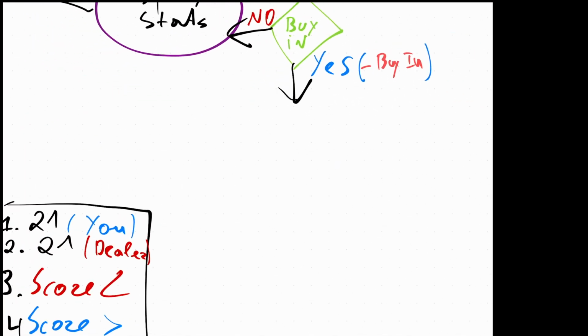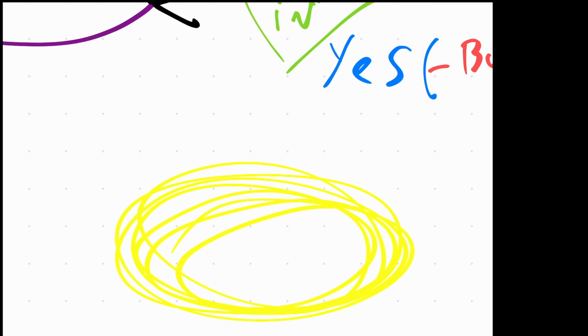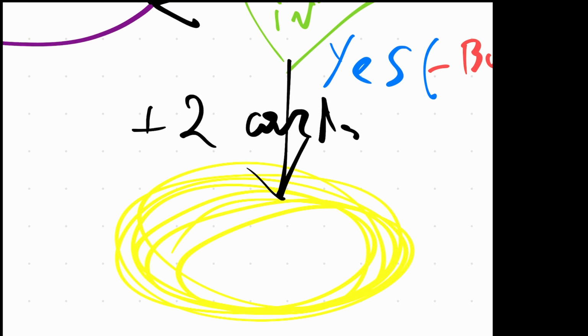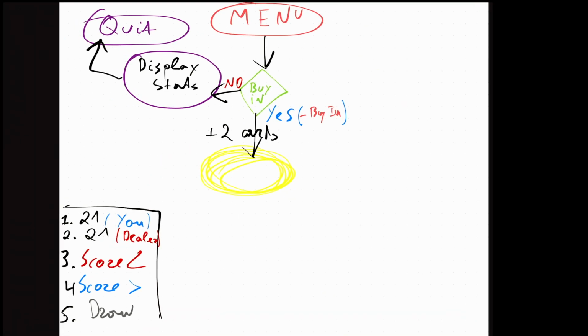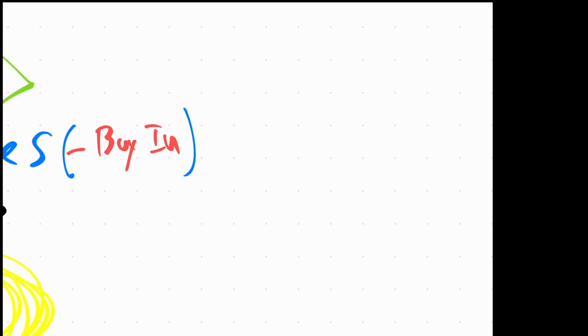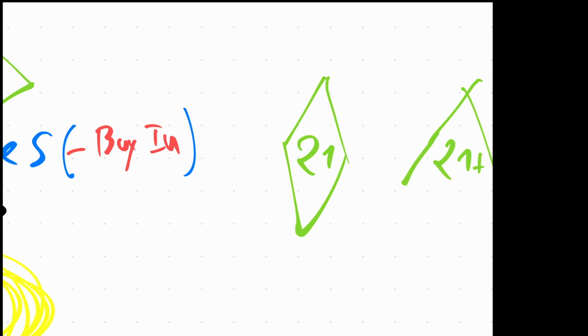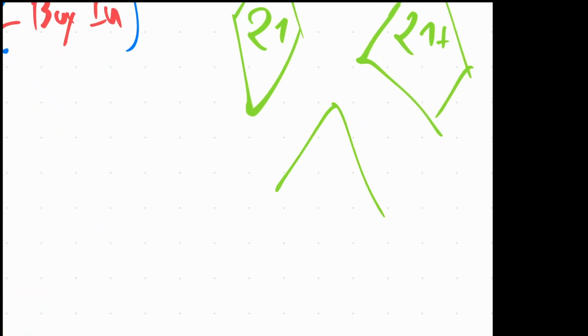And here we have, you get dealt 2 cards. So that's standard. And this is going to be basically your starting hand. So here I'm even going to write 2 cards, plus 2 cards. And from here I'm also going to have on the right these sorts of checks. So here we check for 21. Here we check for 21 plus. Here we check for bigger or smaller.